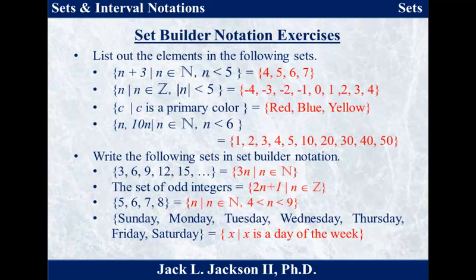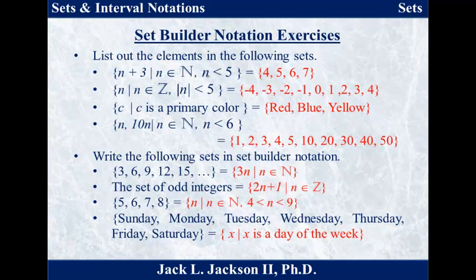So we take 1 plus 3 is 4, so that's an element of our set. 2 plus 3, that's 5, that's another element. 3 plus 3 is 6, there's another element. And 4 plus 3 is 7, there's our last element of the set. So it's just the set containing 4, 5, 6, and 7.